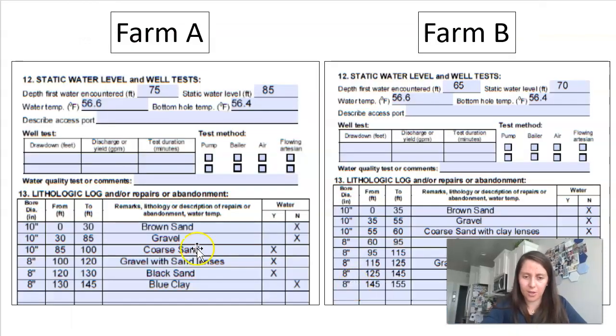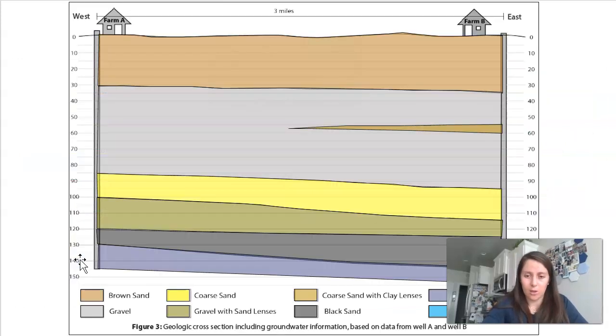And then below the black sand, we have some blue clay on both of them. The blue clay only goes for 5 feet, which is how much more there is to the depth of, 15 feet, how much more there is to the depth of that well. And then here it goes for 10 feet, which is how much more there was to the well in the first place. So it ends up looking something like this.